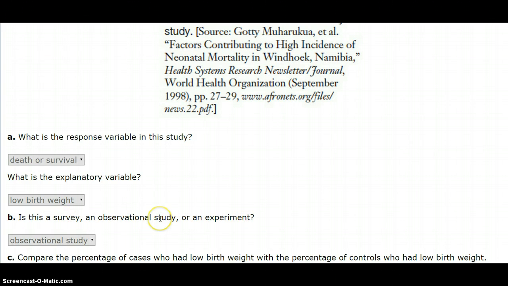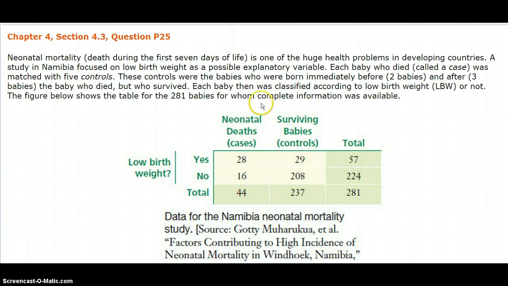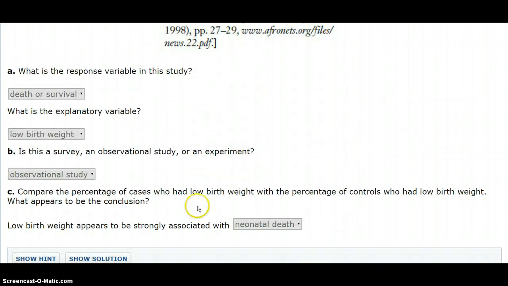So survey or observational study. Well, a survey is where we come up with a series of questions and we're asking to collect information. This is more, there's not really questions being asked. We're observing some phenomenon. We're observing babies based on their weight and then whether or not they survive.